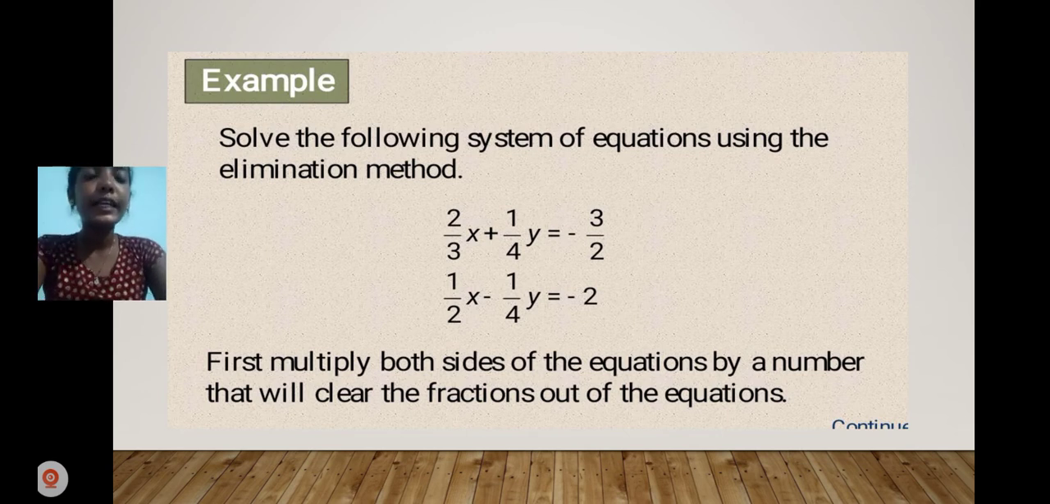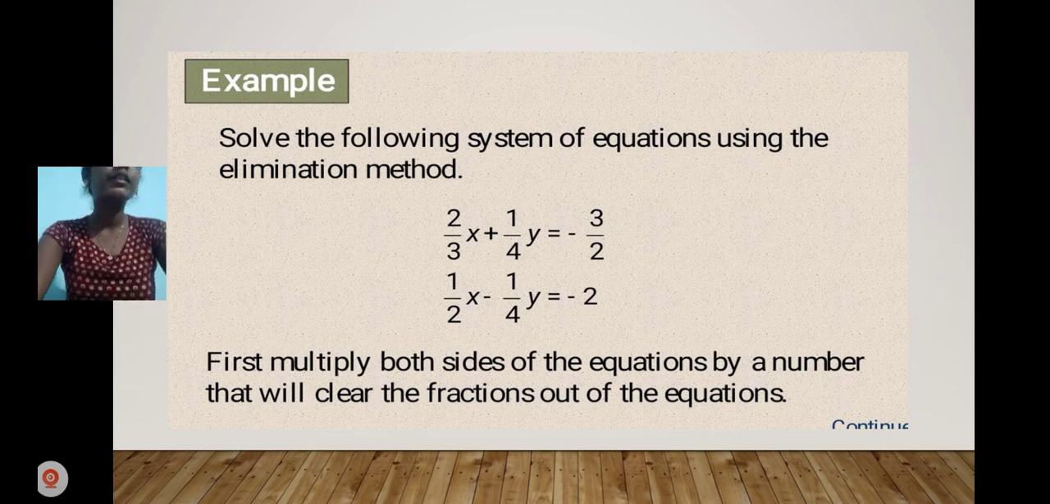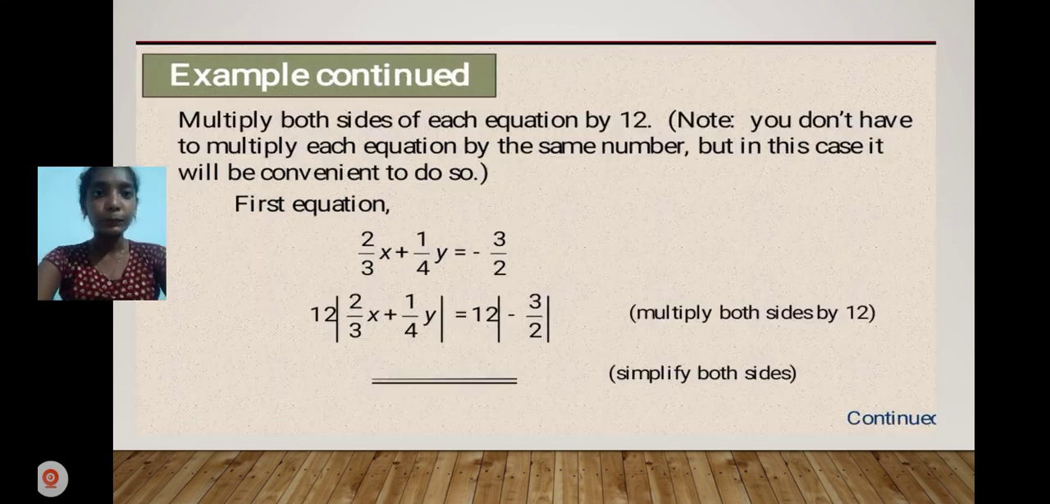Here is an example. Solve the following system of equations using the elimination method. The first equation is 2/3x plus 1/4y equals minus 3/2. The second is 1/2x minus 1/4y equals minus 2. First multiply both sides of the equations by a number that will clear the fractions out of the equations. Multiply both sides of each equation by 12.